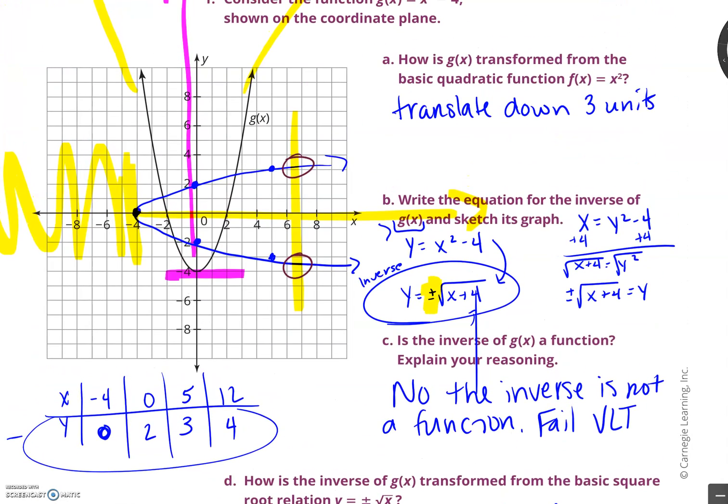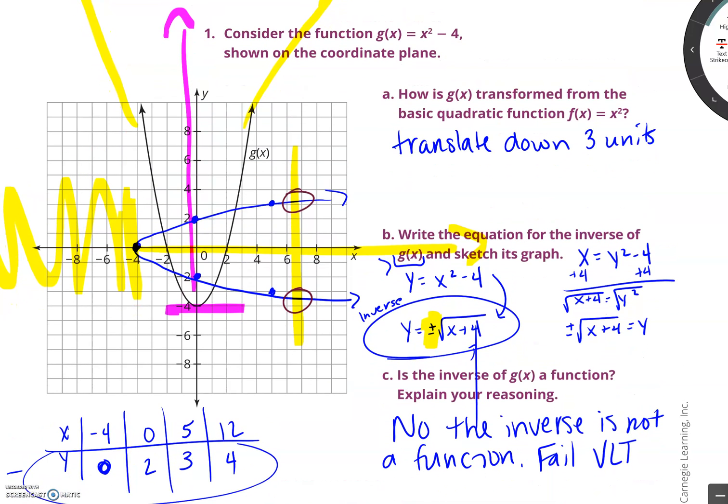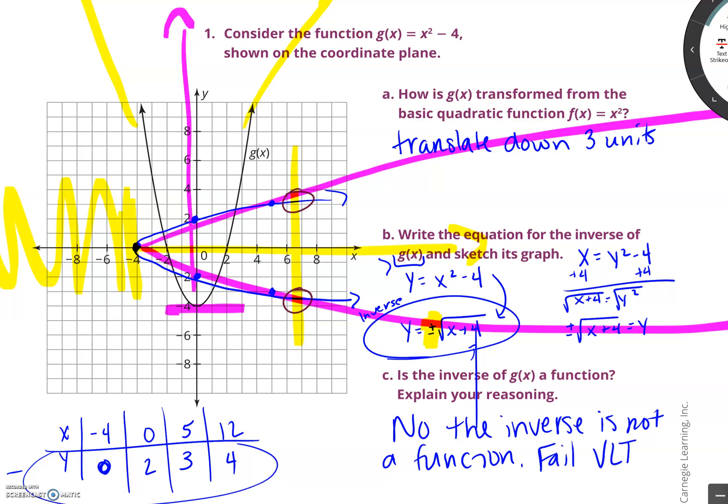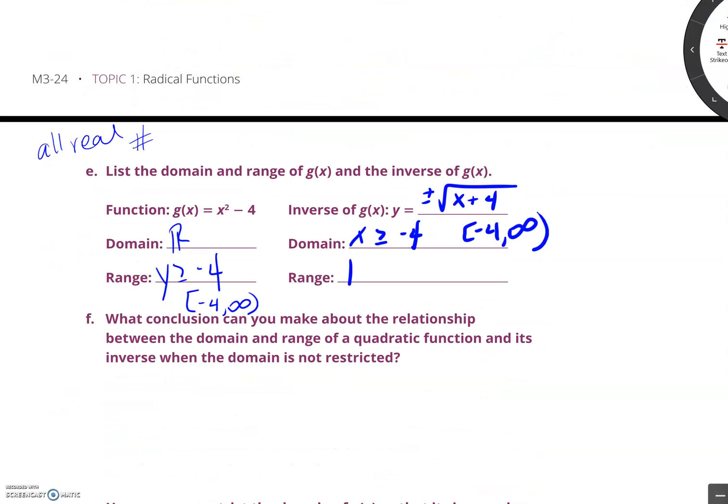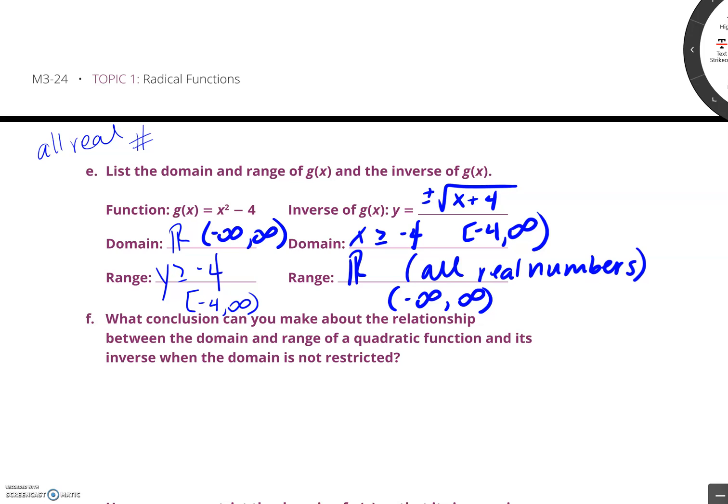Now our range, again, we're looking vertically. This is going to continue to get bigger and bigger forever, and this is going to continue to get bigger and bigger forever and ever. There's going to be no y value that it doesn't come in contact with, ever. So our range is going to be all real numbers. Remember, that's the symbol for all real numbers. In interval notation, it'd be negative infinity to infinity. I guess we could write that over here too. I don't really care what notation you use.